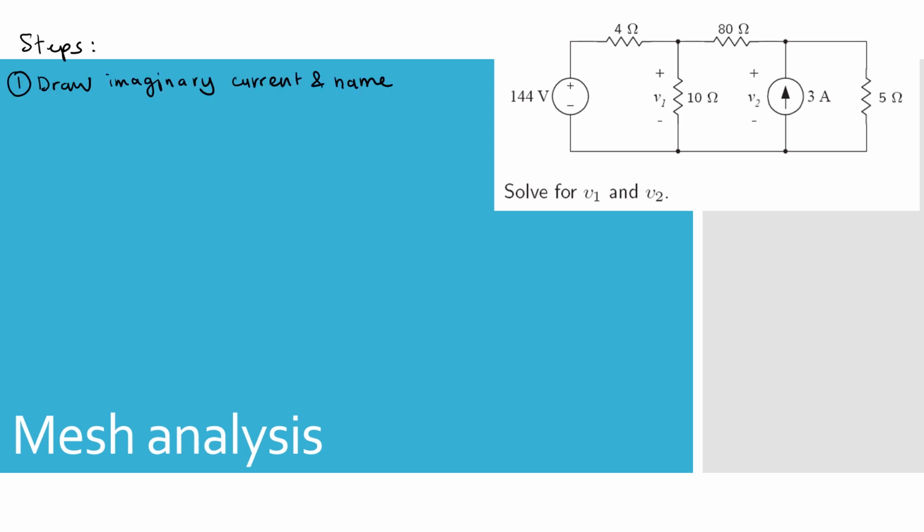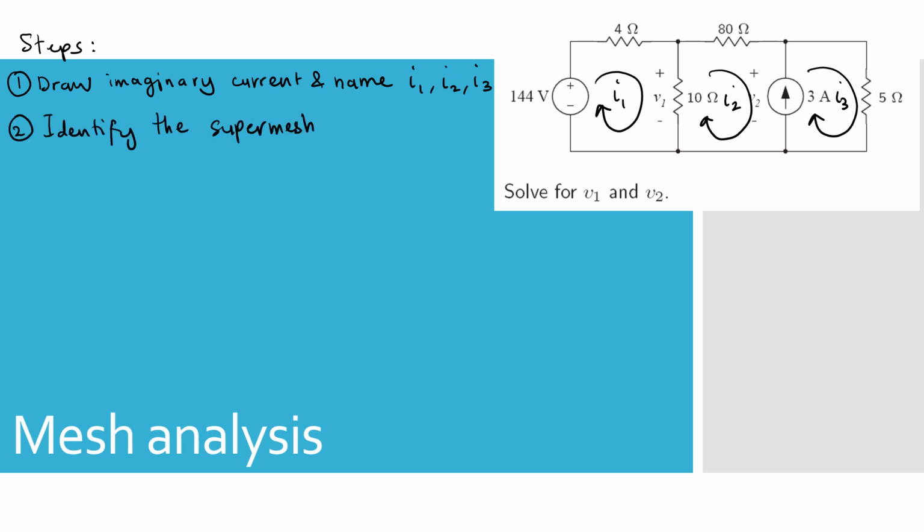Step number 1 is to draw imaginary current. In the example on the right side here, you can put any direction for this imaginary current, and you can name it with any name like I1, I2, or I3. So you have this I1, I2, and I3. And I use a small letter because this is for DC analysis.